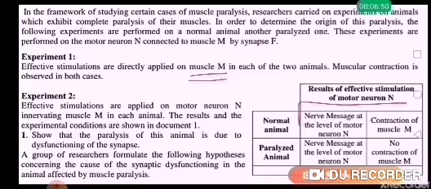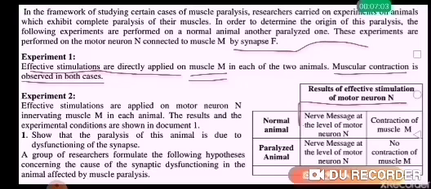In experiment 1, effective stimulations are directly applied on the muscle M. Muscular contraction is observed in both cases. What does it mean? That if we make a stimulation on the muscle, in both animals, we obtain a contraction. A direct stimulation of the muscle is able to make contraction in it without any intervention of the nerve.